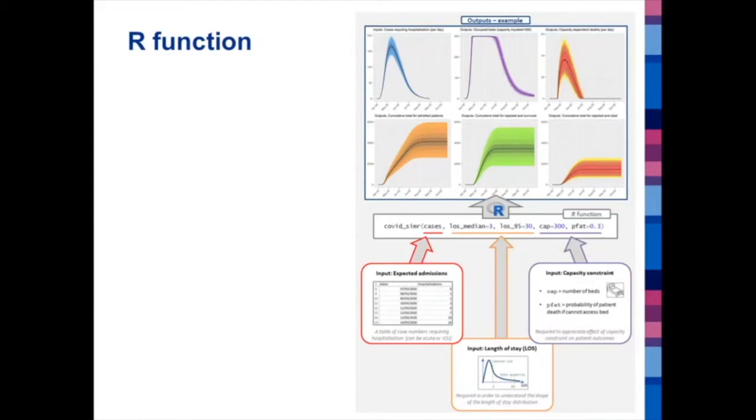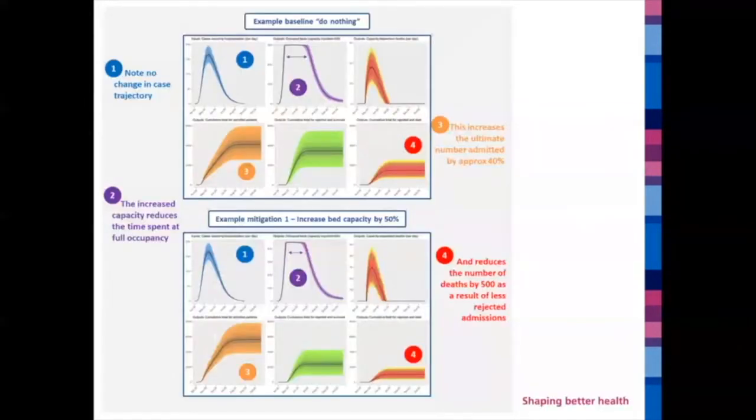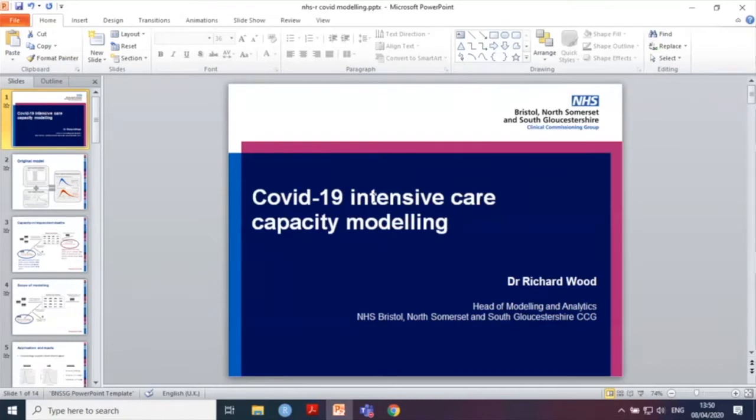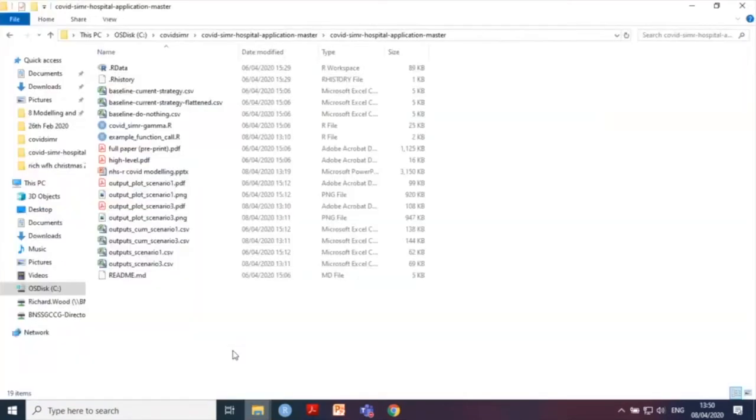And this just plays through some of the examples we can do. So we can look to increase bed capacity and play through the effects of that, and look to flatten the curve over a greater window of time, and the effect of that in terms of those performance measures. Right, so that's the kind of summary really of what the tool is doing. So the script itself, I'll just see if I can bring this up. Basically, this is all on GitHub, and these are the inputs essentially here. First of all, that's the main script there. So if I load that up here.